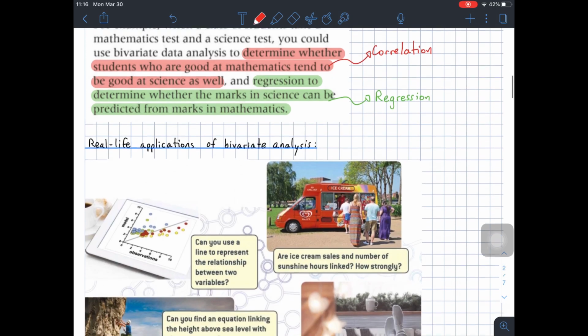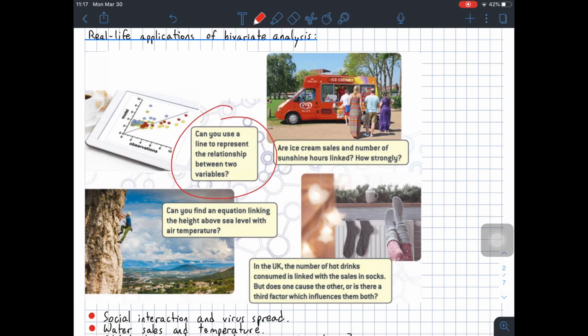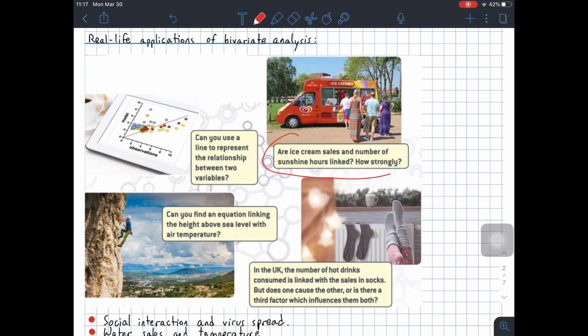Okay, these are some real-life applications of bivariate analysis. In the first case, this is not an example, but it says, can you use a line to represent the relationship between two variables? In many of the cases we're going to see in this chapter, we're going to see how to build that line in order to make predictions. Okay. Then it says, are ice cream sales and number of sunshine hours linked? How strongly? Think about this variable.